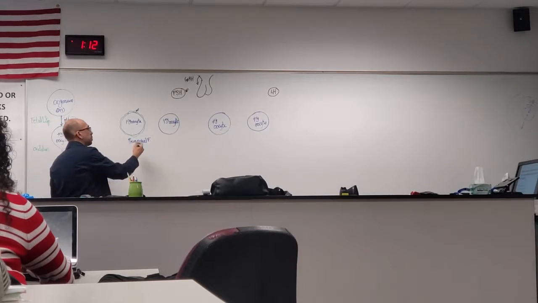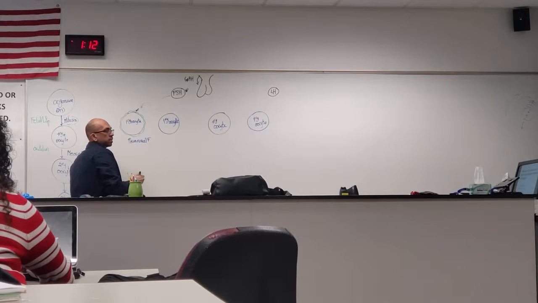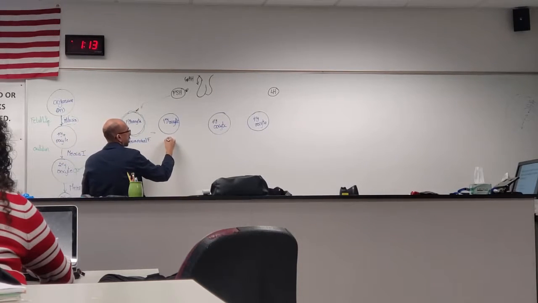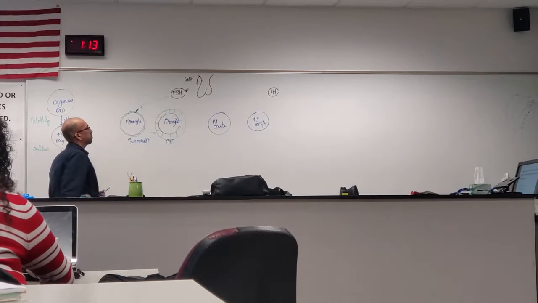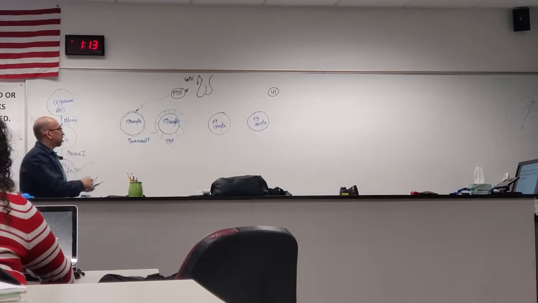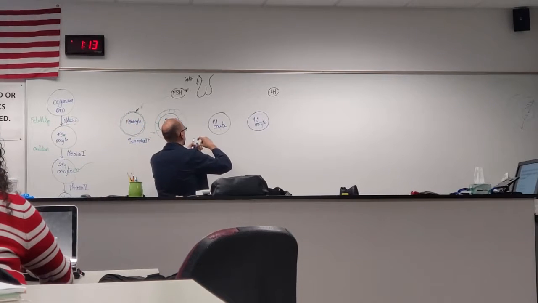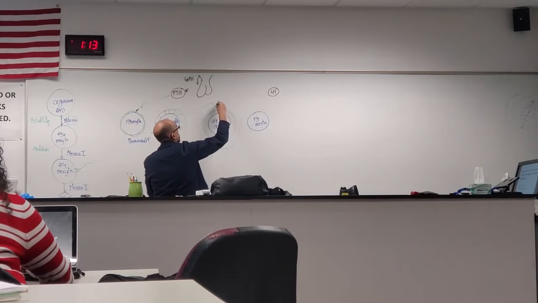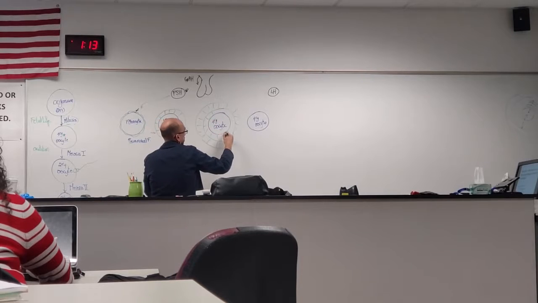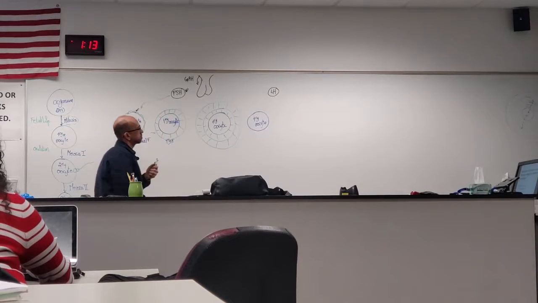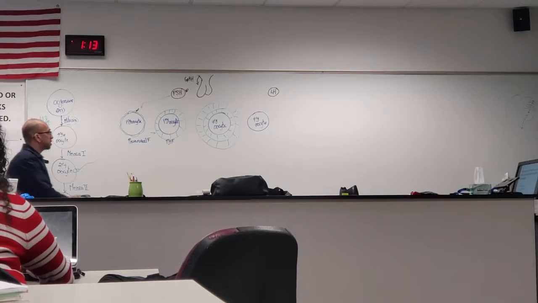So the primordial follicle, under the effect of the FSH, is going to turn into a primary follicle. In the primary follicle, I have primary oocytes surrounded by cuboidal and/or columnar cells. This is my primary follicle. The primary follicle, still under the effect of FSH, is going to become a secondary follicle. And remember, in the secondary follicle I have more than one layer of follicular cells. This is my secondary follicle.